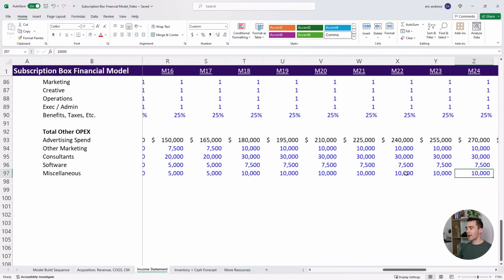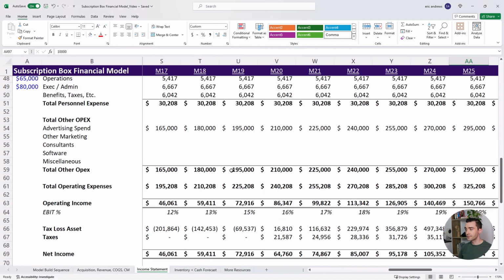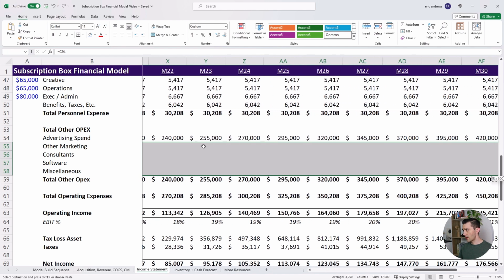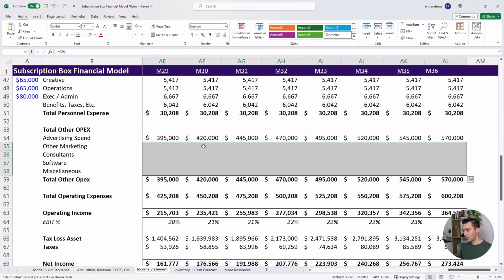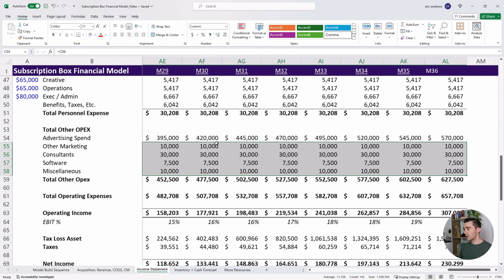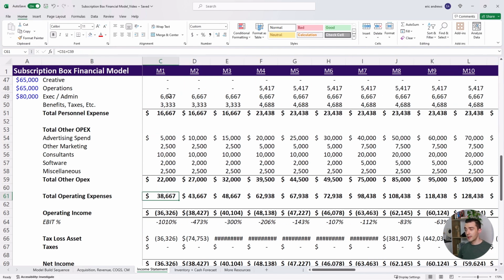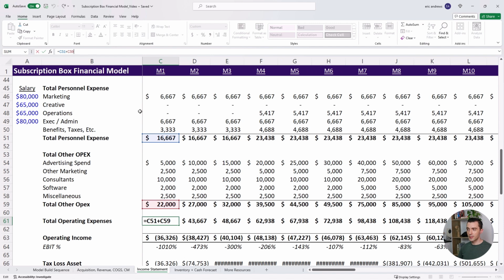So I just sort of forecast these numbers going up over time. And then all you need to do is reference those numbers below, and you just Control C, Shift, right arrow, right arrow, right arrow, right arrow, and Control V, paste. So you can see now that your other OPEX gets to 627, but again, that includes your marketing. So your total OPEX here is payroll, or the total personnel expense, plus all of the other OPEX. And so it goes up and up and up.